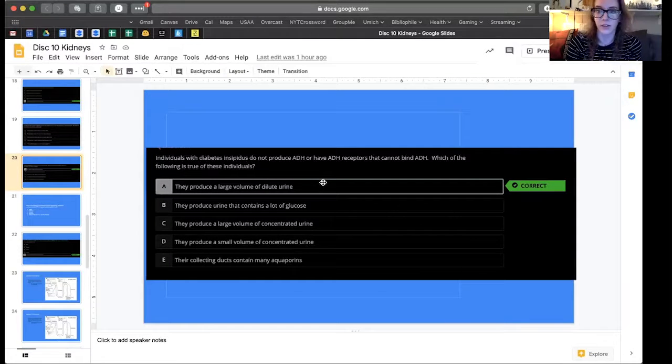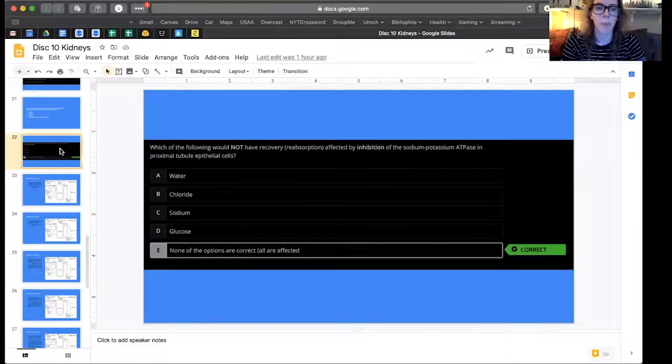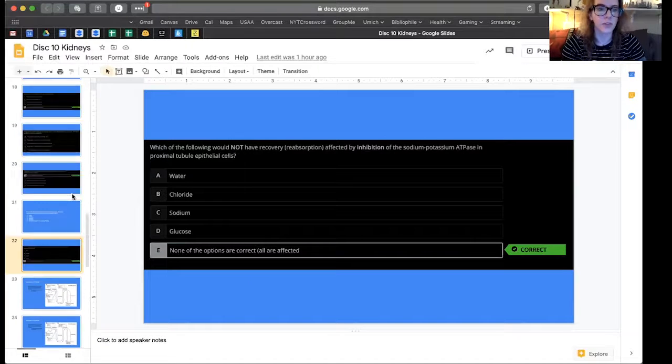This question: which of the following is not affected by the sodium proton pump in the proximal tubule? Water, chlorine, sodium, glucose, or none of the above? I'll give you a second to think. And the right answer was E, none of the options, because hopefully you can remember from this original structure.